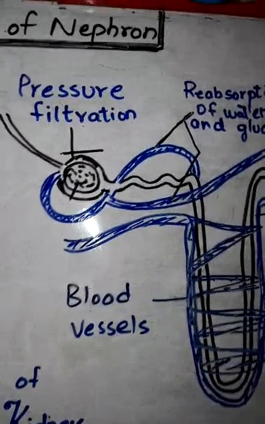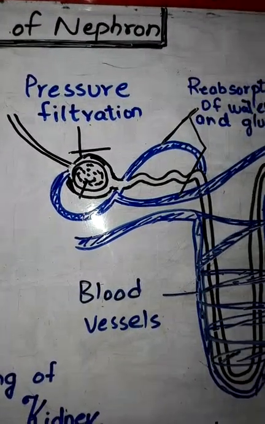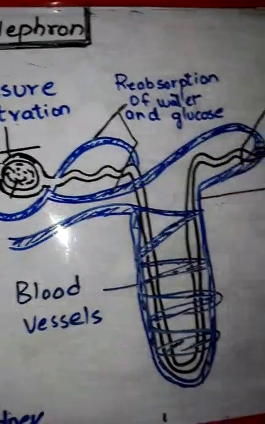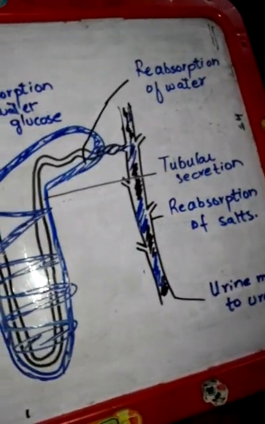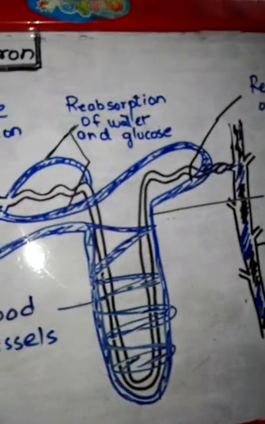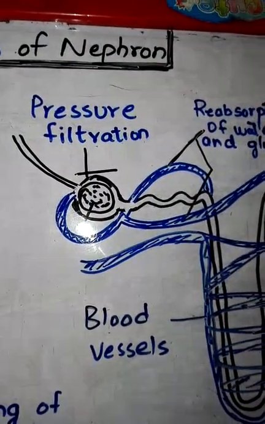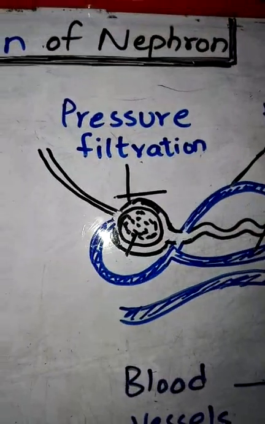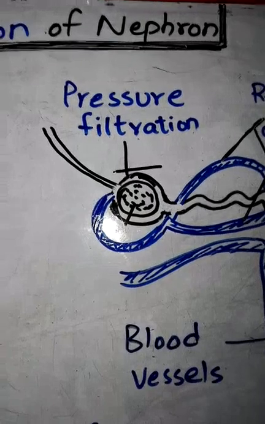There are three steps in the function of nephron mainly. Let me tell you first. One is pressure filtration, next is selective reabsorption, and the last is tubular secretion. You can have a view of these three functions. Now I will tell you where these functions take place. Starting with the very first, which is pressure filtration. The first step is pressure filtration.